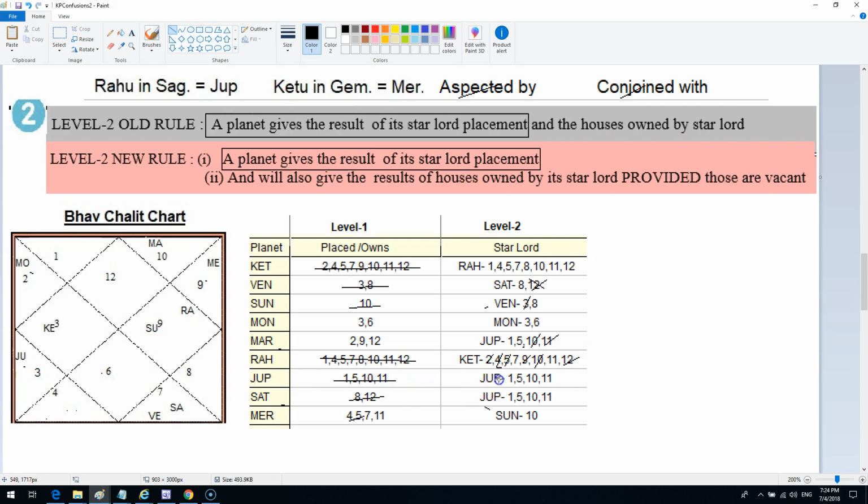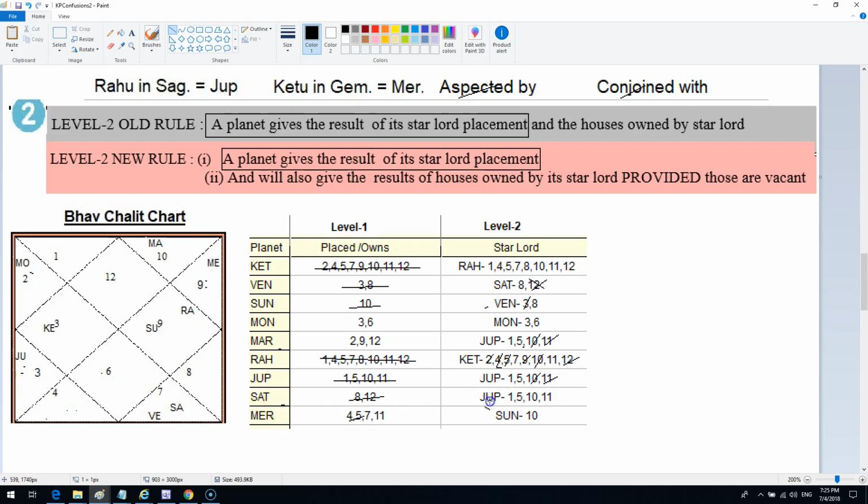Jupiter is in Jupiter star. So where is Jupiter? Jupiter is in fifth. So fifth house we'll keep. First house ruled by Jupiter is vacant. So first house we'll keep. 10th house is ruled by Jupiter, but it's occupied. So we are going to strike the 10th house. 11th house or the cusp ruled by Jupiter, but Mercury is there. So we are going to strike this also out.